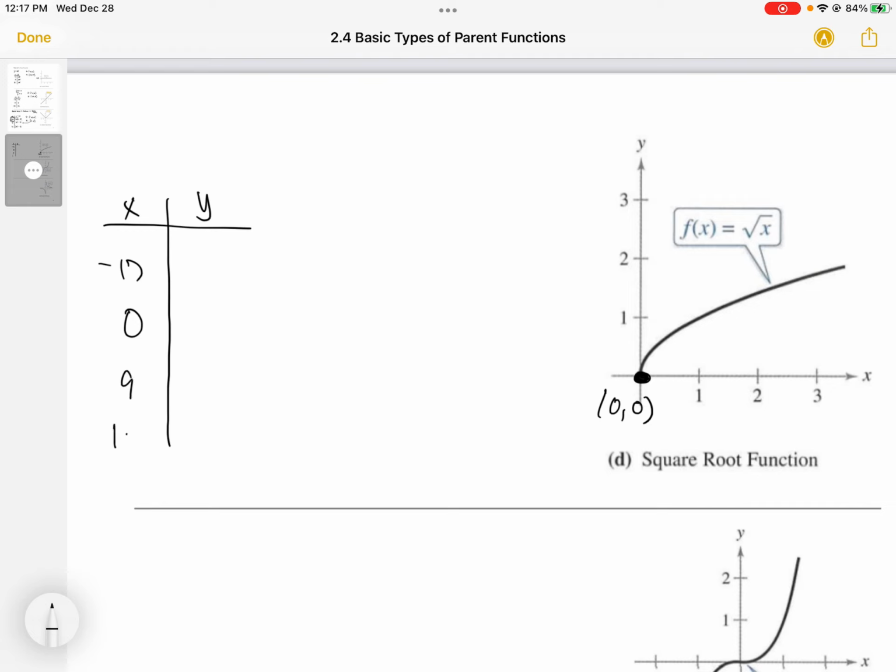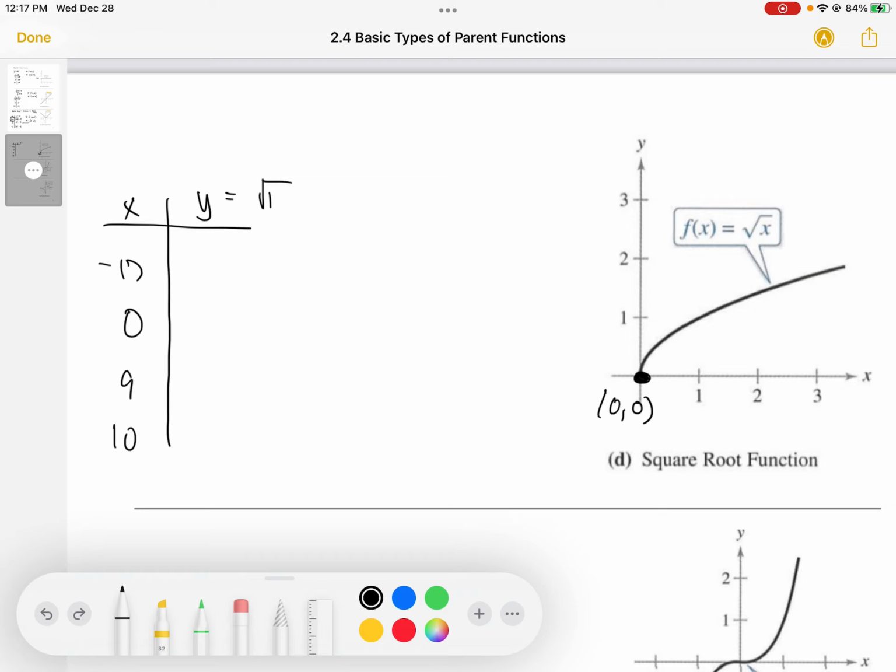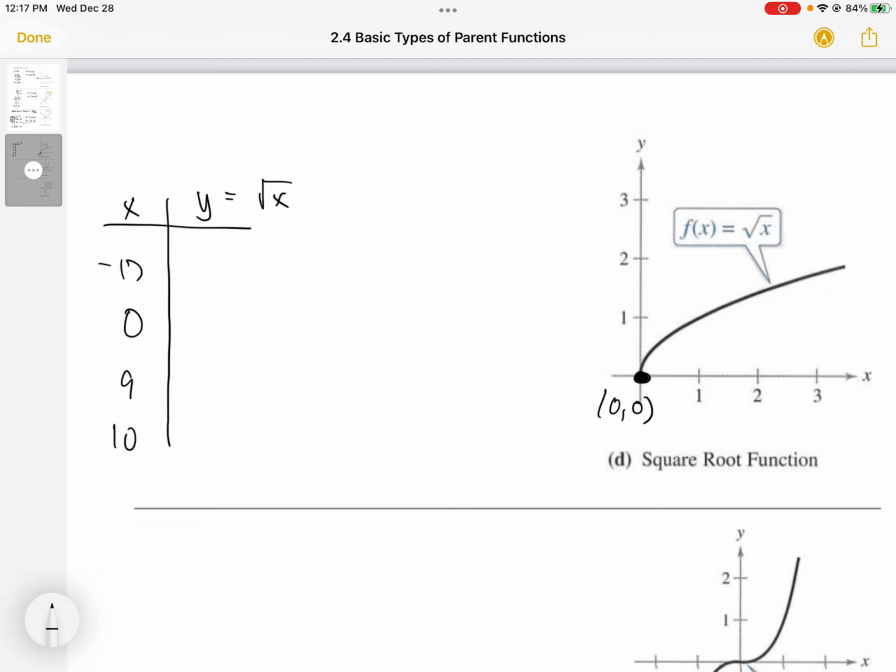So the y values are equal to the square root, oops, I wrote square root of 17. That should be the square root of x. Okay, so when x is negative 17, y would be equal to the square root of negative 17. Remember, we cannot find a square root of a negative number. It is undefined. So we actually do not have an output when x is negative 17. When x is 0, we could find the square root of 0. It's simply 0.